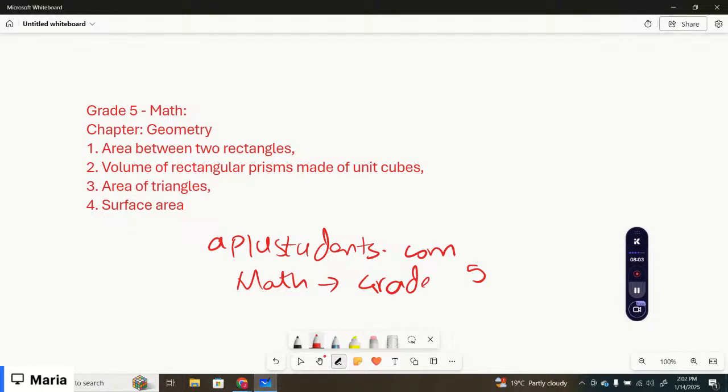There you can find a list of the chapters. We're going to start with the chapter geometry. The lessons we're going to talk about today are area between two rectangles, volume of rectangular prisms made of unit cubes, area of triangles and surface area.